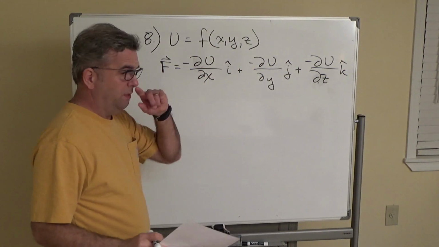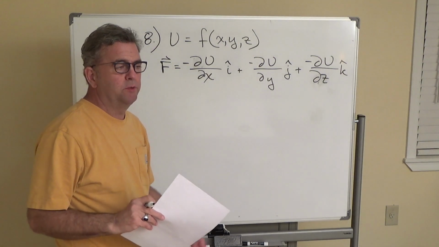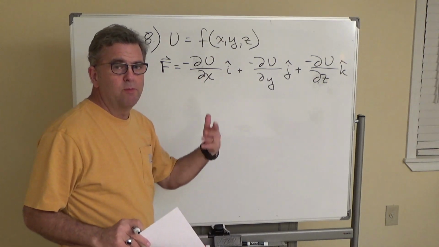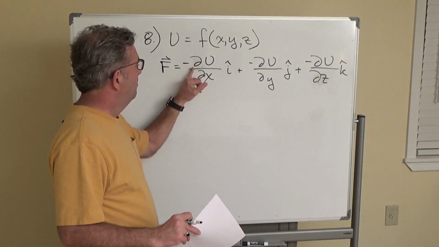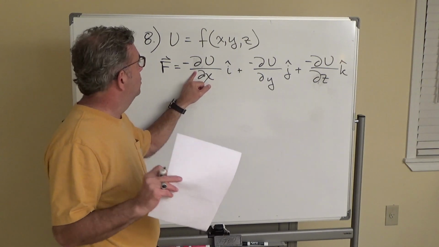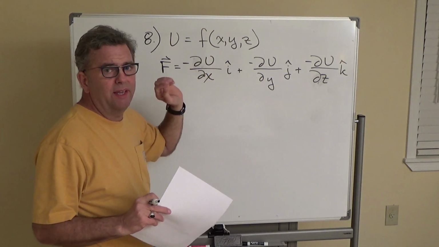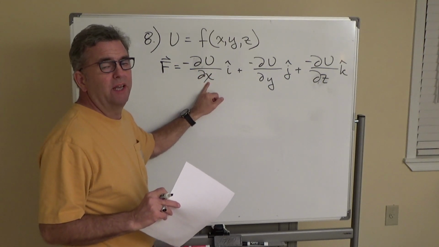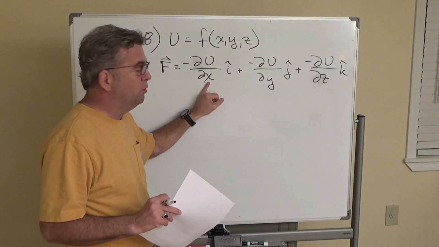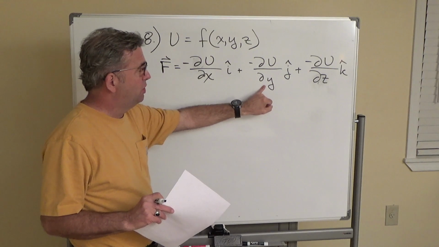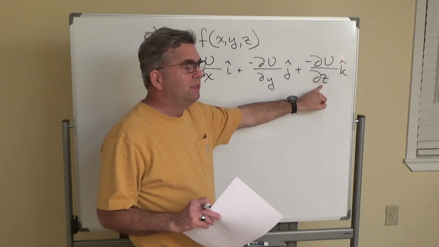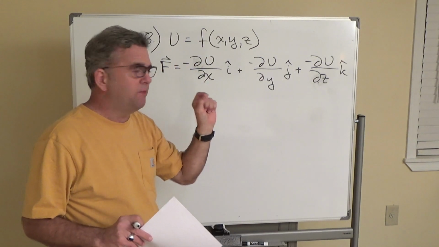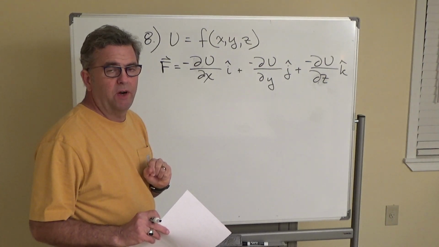These are partials. If you've never seen partial derivatives before, that's fine. They're very simple as far as going through the motions of taking the partial. The partial says if you have a function, hold everything else constant except this variable x and differentiate with respect to x. Differentiate with respect to y only. Differentiate with respect to z only. You're looking at the rate of change of this function with respect to one of its variables.